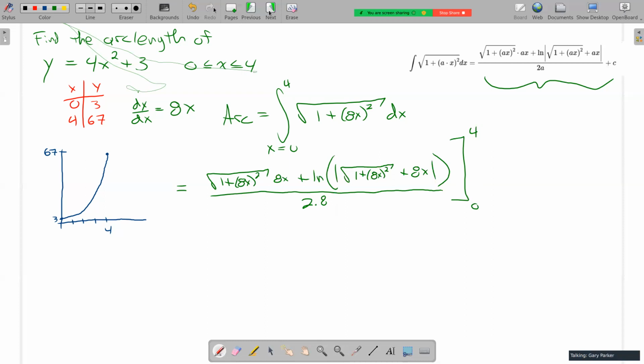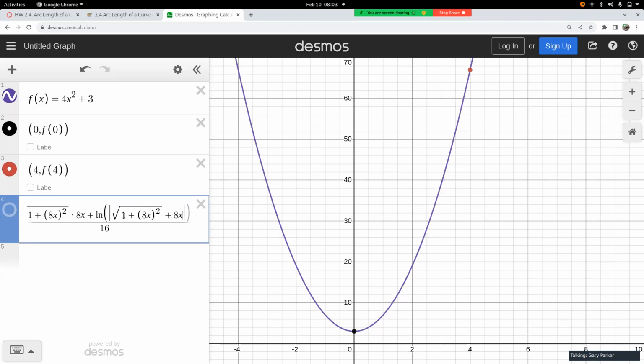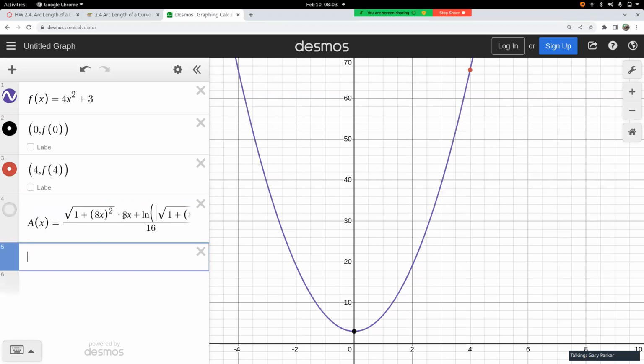All right, next, let's check that out on a calculator in a couple of different ways. So I have Desmos set up here with my graph, 4x squared plus 3, and we're going to graph between those 2 points, where we want to find the arc length. Here I've entered my antiderivative as a function, so I have 1 plus the square of 8x times 8x, and the natural log in Desmos needed a parentheses. If you just try to do the absolute value, it's going to freak out on you. Found that out earlier. Plus my 8x, all inside the absolute value, which is inside the natural log, divided by 2 times 8, or 16.